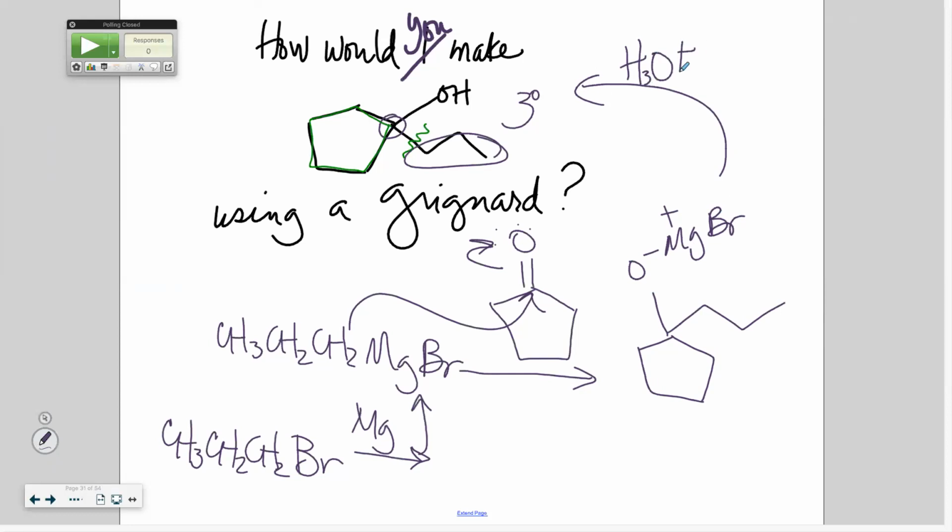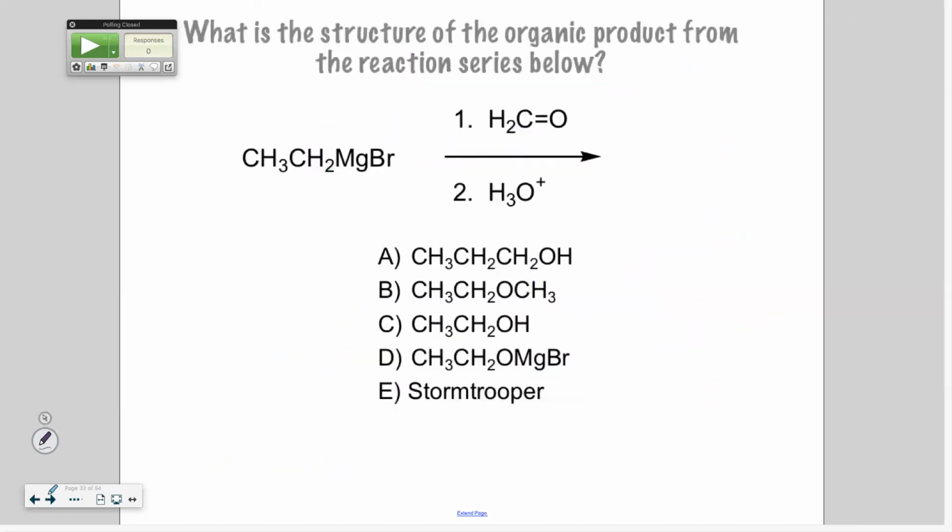There's going to be some homework where you're going to practice finding the reagents, and you slide them onto the arrows where they go. All right, so what's the structure of the organic product from this set of reactions?